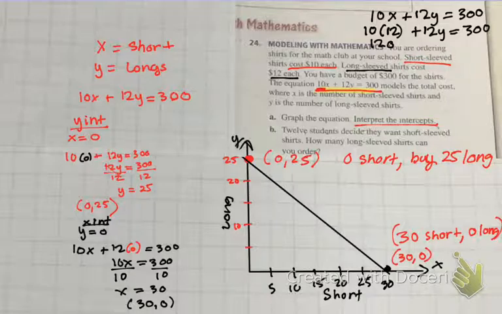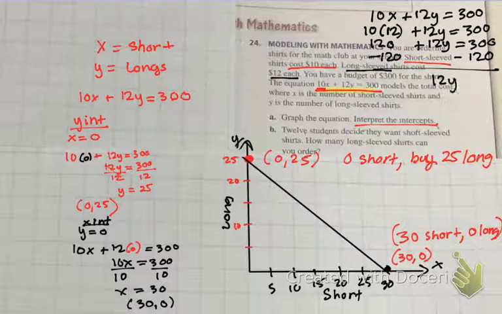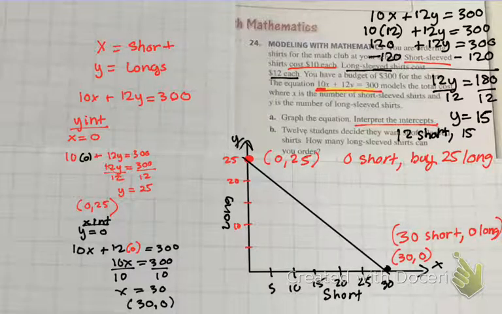That becomes 120 plus 12y equals 300. Subtract the 120, subtract the 120. Then I have 12y equals 180. Divide by 12, and we get y equals what? I think it's 15. Yeah, 15. So that means if 12 people buy short sleeve, for 12 short sleeve, then 15 get long. Do you understand what it means to interpret? Okay, that's the lesson.